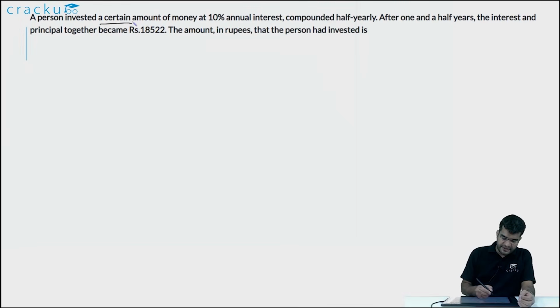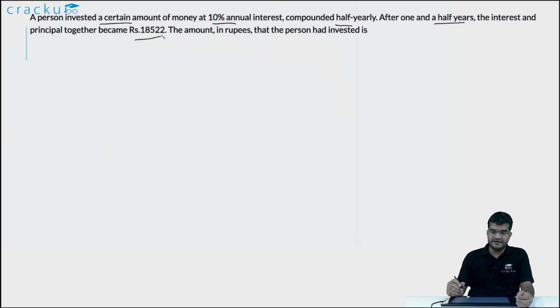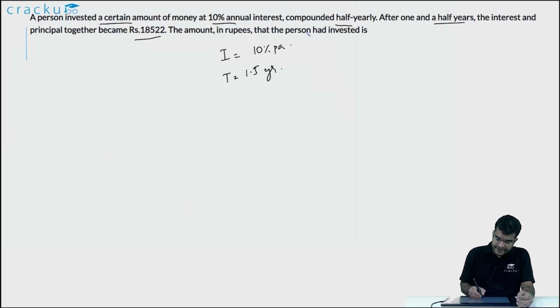In this question, we are told that a person invested a certain amount of money at 10% annual interest rate, but this is compounded half yearly. We are also told that after 1.5 years, the interest and principal together became 18,522. So the interest is 10% per annum and the time period is 1.5 years. But notice that this is compounded every 6 months. So the effective interest rate for 6 months is 5% and the number of durations is 1.5 into 2, which is equal to 3.